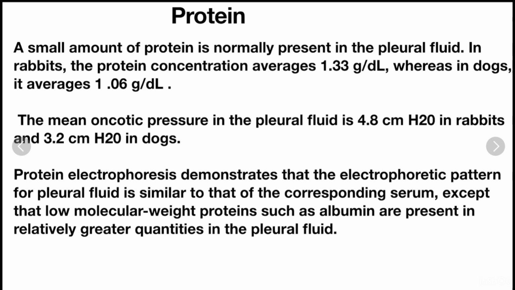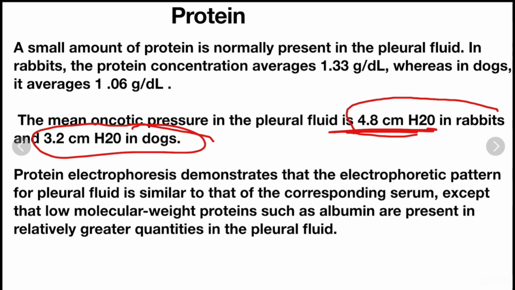Then we come to protein. A small amount of protein is normally present in the pleural fluid. In the rabbit, the protein concentration averaged 1.33 gram per deciliter, whereas in the dogs, it averages 1.06 gram per deciliter. The mean oncotic pressure in the pleural fluid: in rabbits it was 4.8, and in dogs it was around 3.2 centimeter of H2O. This was the oncotic pressure.